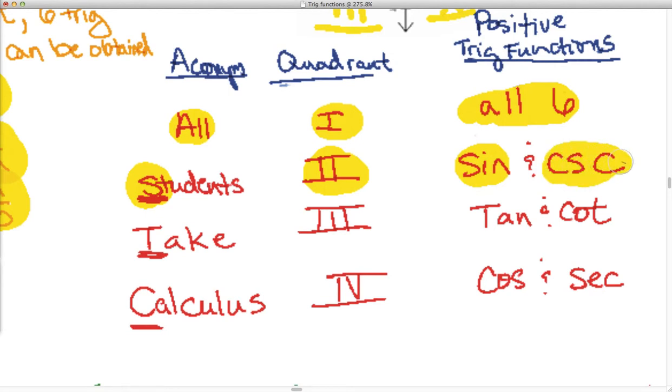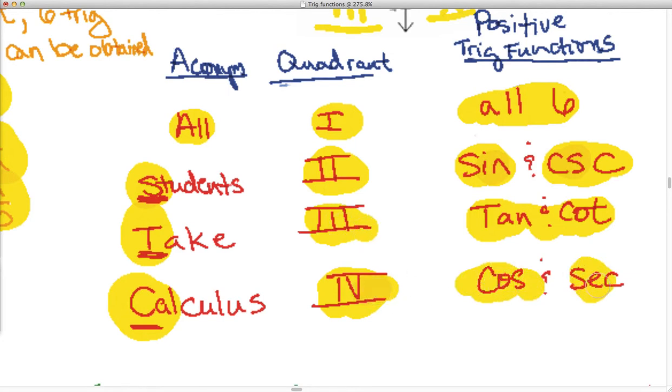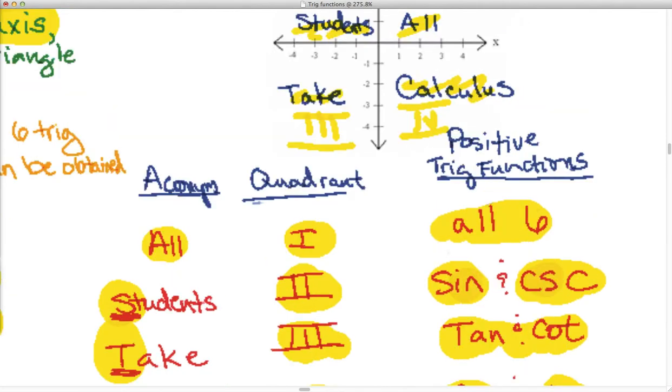A lot of people want to mess up cosecant and secant because they sound alike, and cosine and sine. I don't know why whoever came up with these names didn't think about that, but hey, hindsight's 20/20, right? Take in the third quadrant is tangent and cotangent, and calculus starts with a C, so that's in the fourth quadrant, and that's cosine and its reciprocal secant. Okay, all students take calculus tells you what trig function is positive in what quadrant.